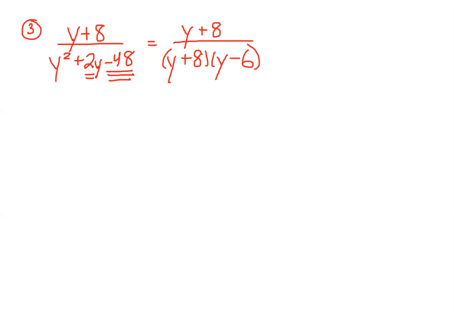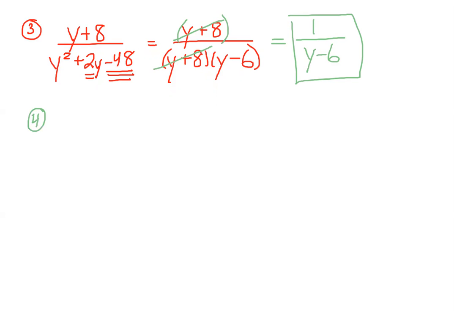No monomials to do. We're going to eliminate the binomials that are the same. This was just y plus 8 on the top. And what are we left with? We're left with a 1 over y minus 6. And that is our answer. Because we crossed everything out on the top, we're left with a 1. We're not left with a 0, we're left with a 1, because we kind of divided by y plus 8. So y plus 8 divided by y plus 8 is 1. So that's our answer.